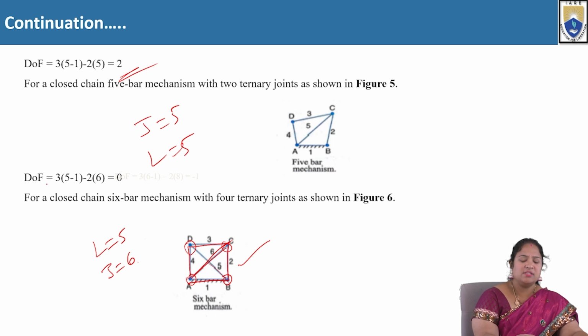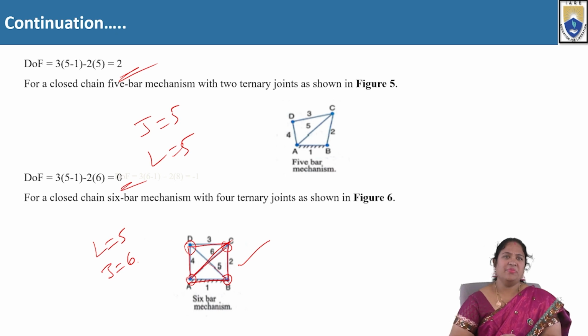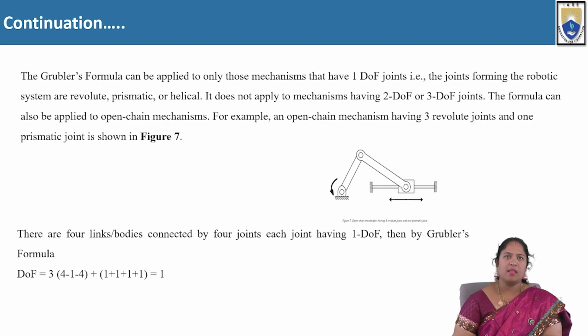So how do we calculate the degree of freedom? 3 into (5 minus 1) minus 2 into 6, which is equal to 0. The degree of freedom for a 6-bar mechanism with 4 ternary joints will be equal to 0. Clear? So that is how we've calculated the degrees of freedom.